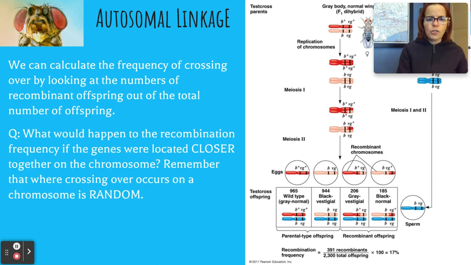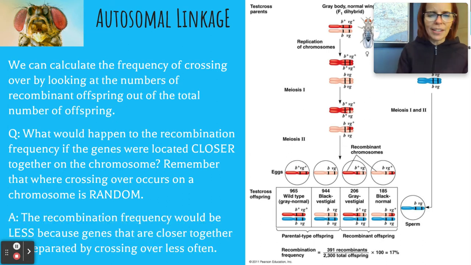So here's the question. What would happen to the recombination frequency if the genes were located closer together on the chromosome? Remember that where crossing over occurs on a chromosome is random. So B and G, pretend they're this far apart. What if they were actually this far apart? What would happen to that percent at the bottom of our diagram here? It's now 17%. Would it be higher?